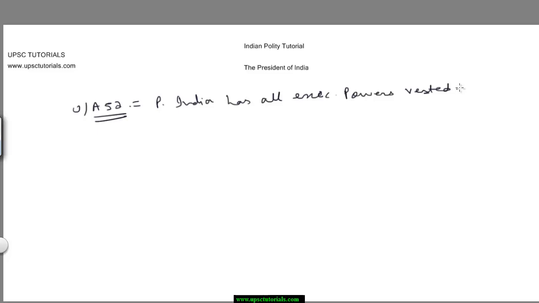Now it is to be noted that the Constitution neither calls him the head of the state nor the head of the executive. The omission was deliberate. The Constitution makers wanted to create a great figurehead or a nominal executive. Okay, so the President of India is just a nominal executive. Who is the real executive?